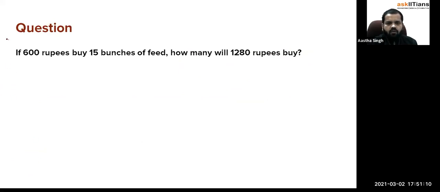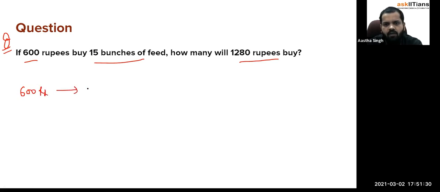Another question for you guys. If 600 rupees buy 15 bunches of feed, how many will 1280 rupees buy? The question is saying 600 rupees buy 15 bunches of feed. So just do it by the unitary method. 1 rupee will buy how many? 15 divided by 600 bunches.